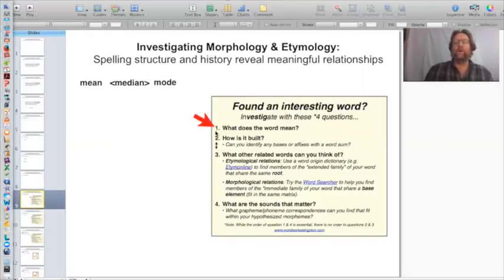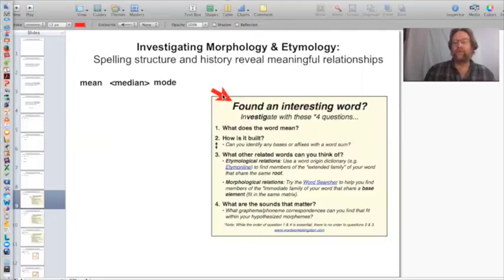Many of you will be familiar with this chart that I often use, and you'll see different versions of it with work from Lex and Real Spelling, but it's the same four questions that are always a useful way to start and follow through an investigation. We start with what it means. When we started this conversation with the math class, it was something about a middle number. Then we might look at how it is built.